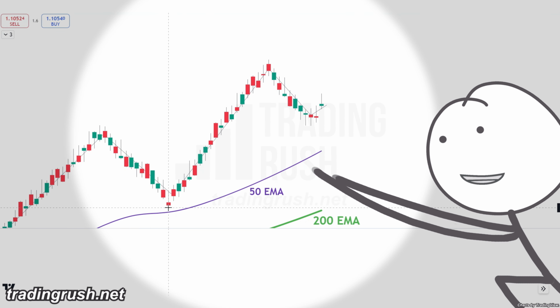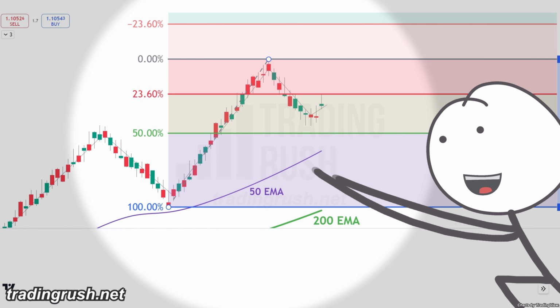Step 3. If it was an uptrend, I would place the Fibonacci tool that we modified from the recent swing low to the recent swing high.